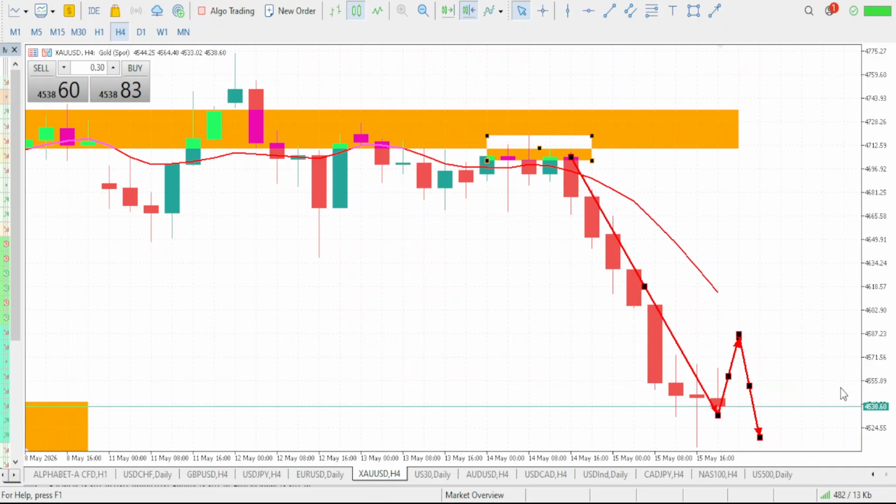But if you are in the sell, you can still hold your sell position, or you can likely close out in partial profits, right? Because gold is still dropping.